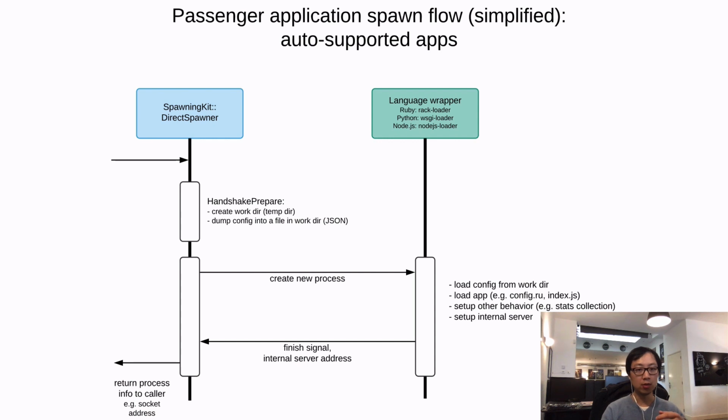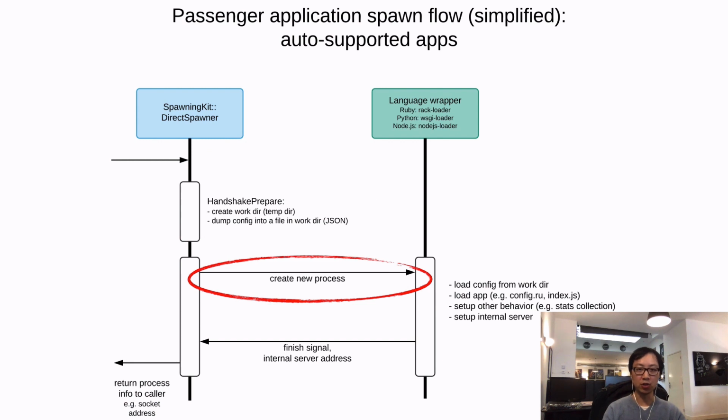What does that mean? Well, in order to understand what it is, let us look at the normal spawning flow, that is the one used for spawning Ruby, Python, and Node.js apps. These apps are so-called auto-supported apps because Passenger automatically supports them. It begins with the application pool requesting SpawningKit to spawn a process. SpawningKit then performs some preparation work, and it creates a temp directory called the work directory. Then it dumps the configuration for spawning into a JSON file in that directory.